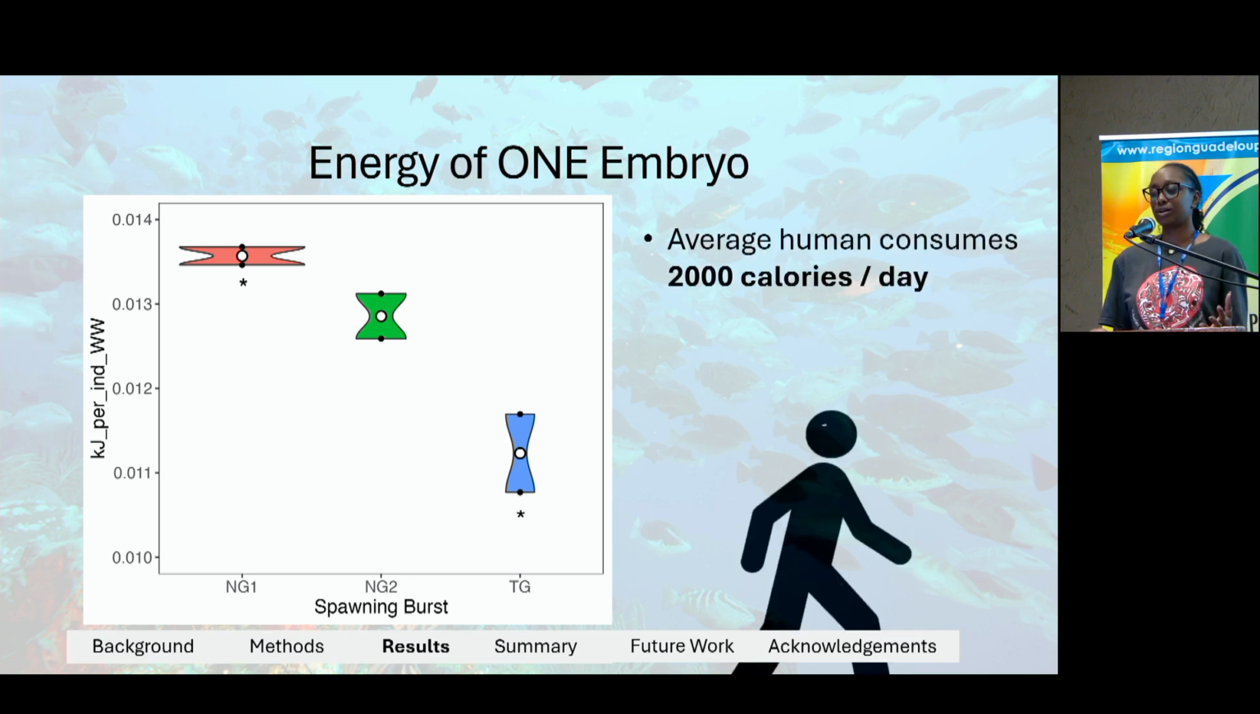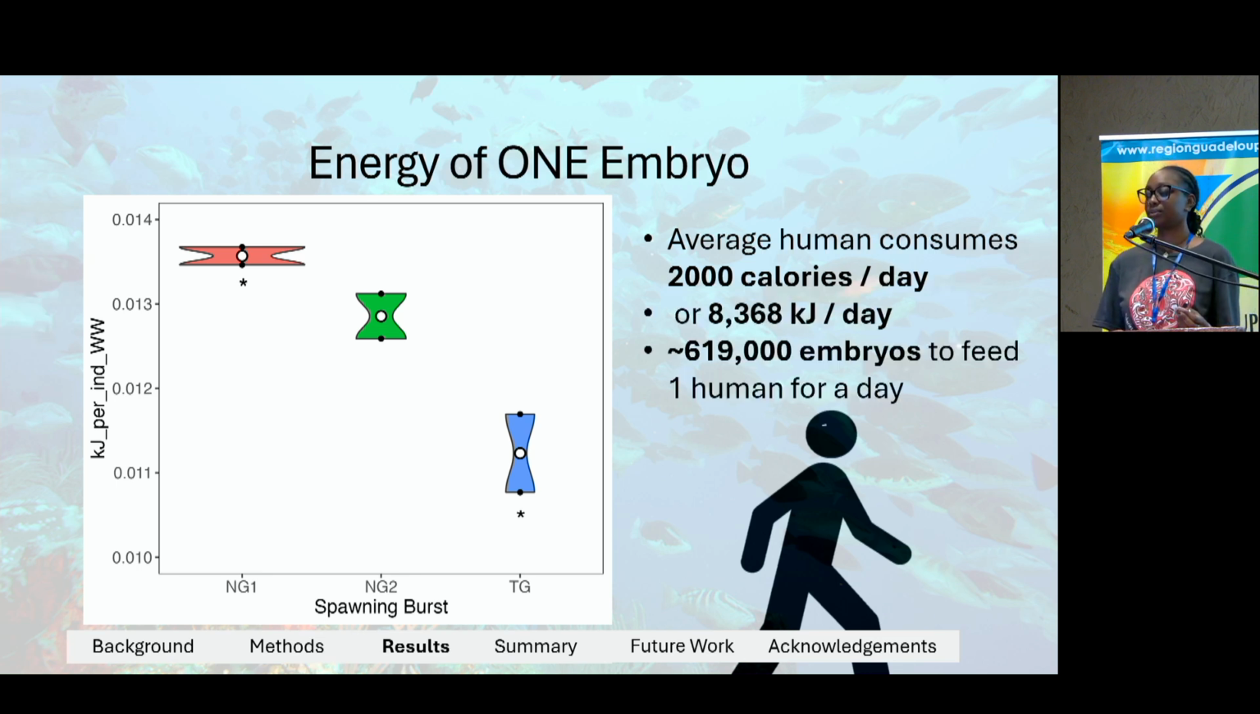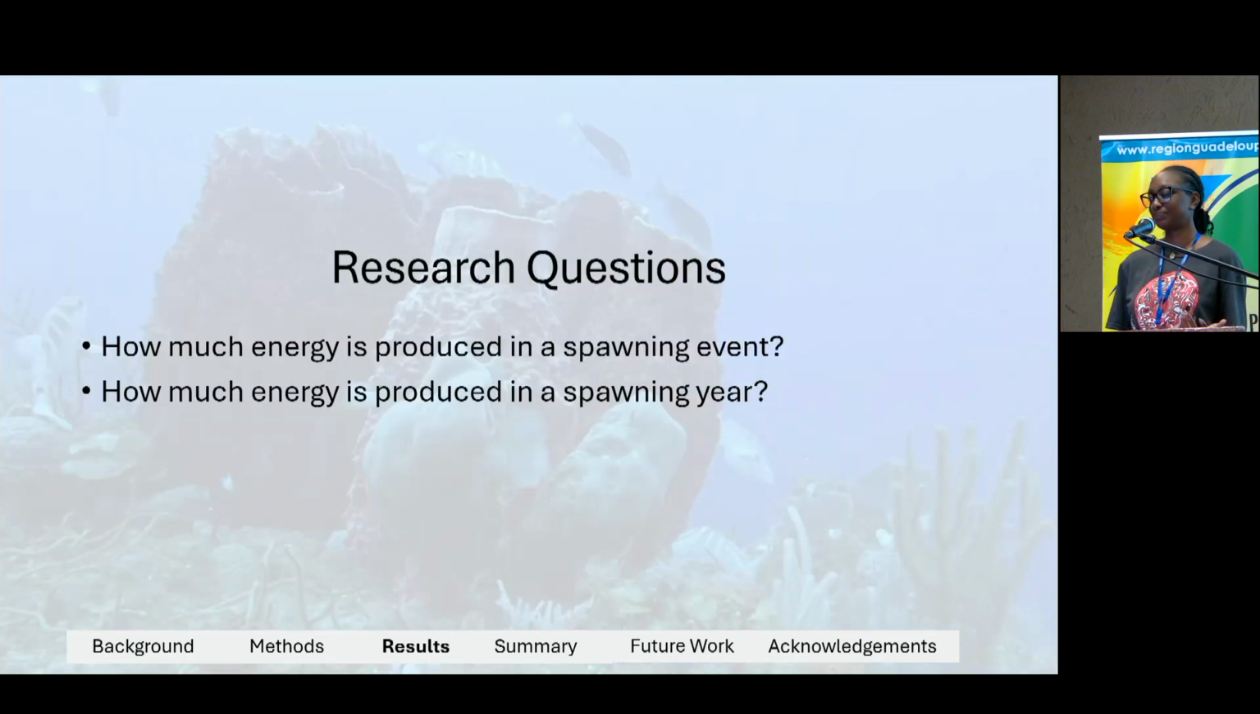And so unless you know what 0.013 kilojoules really means, I made some conversions to make some of this energy data make sense. The average human consumes about 2,000 calories a day, or 8,300 kilojoules a day. So it would take about 619,000 embryos to feed the average human for a single day on night 1 of spawning, which seems like a lot, but how many eggs are females producing when spawning?